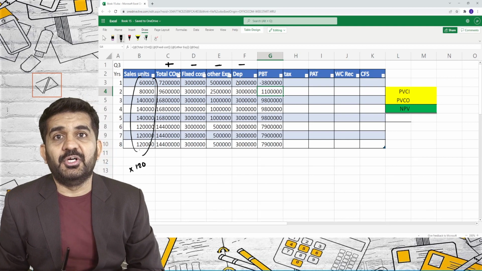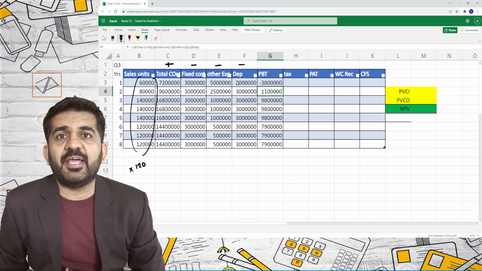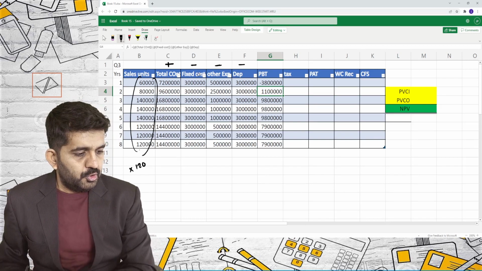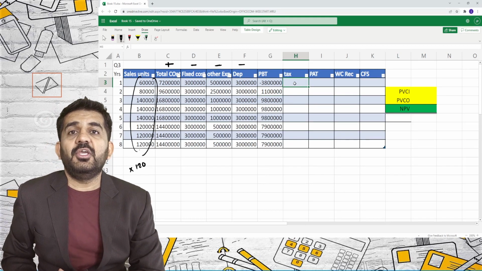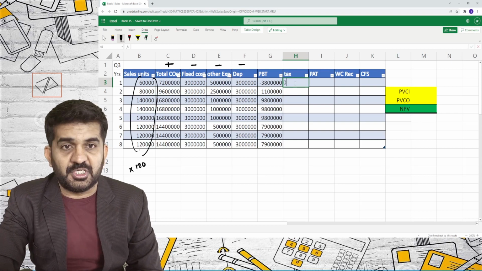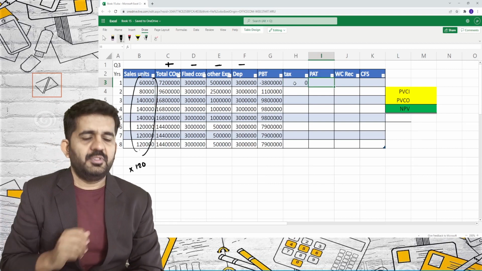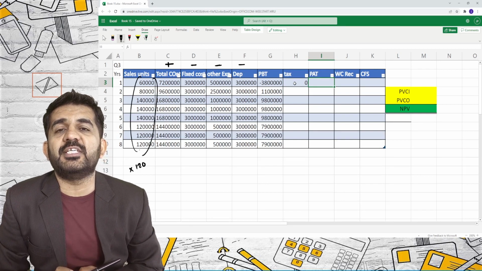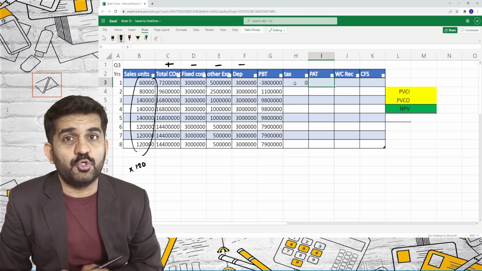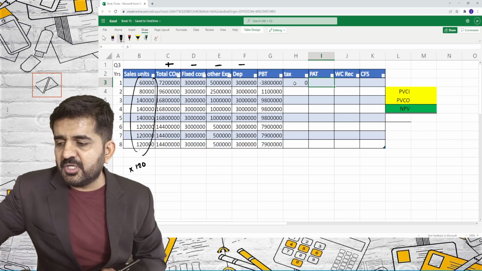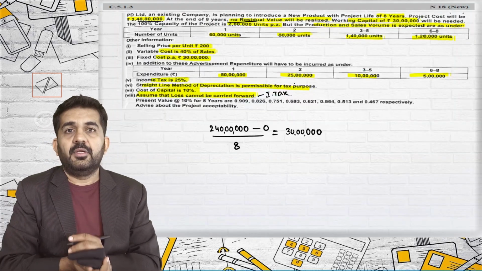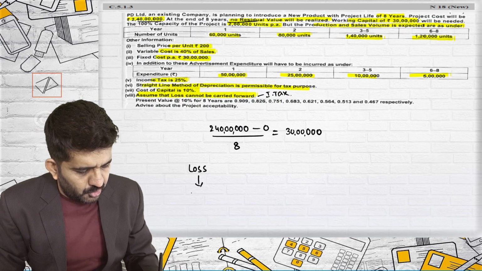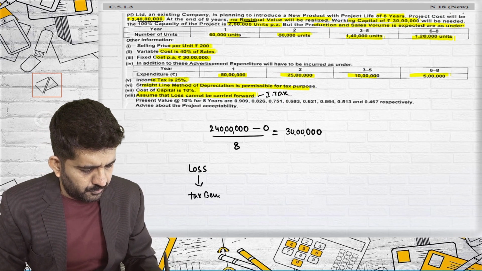See the first year. Profit before tax for first year is negative. So what would be tax if the profit is negative? 0. Sir, if there is a negative profit, we will have to consider tax benefit. Agreed, we should consider tax benefit. But try to understand what is happening. Whenever you are having a loss, you get a tax benefit. How?